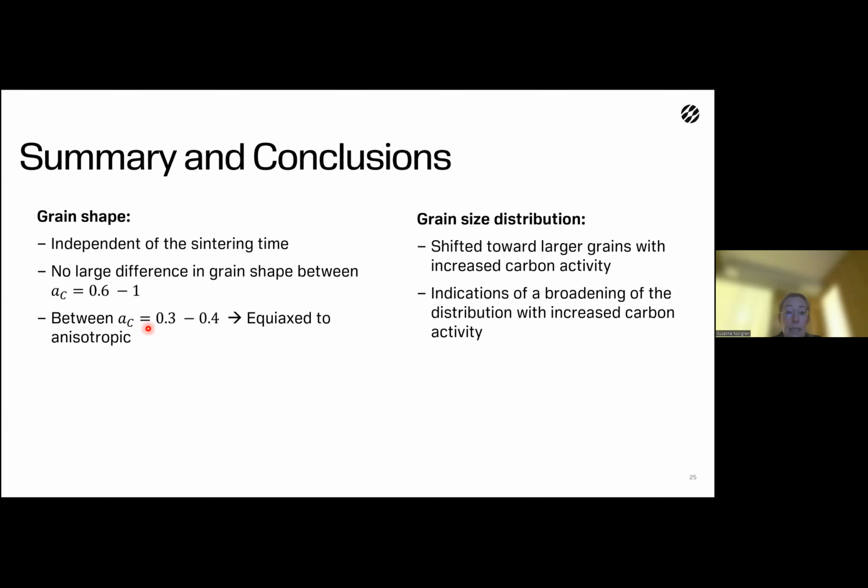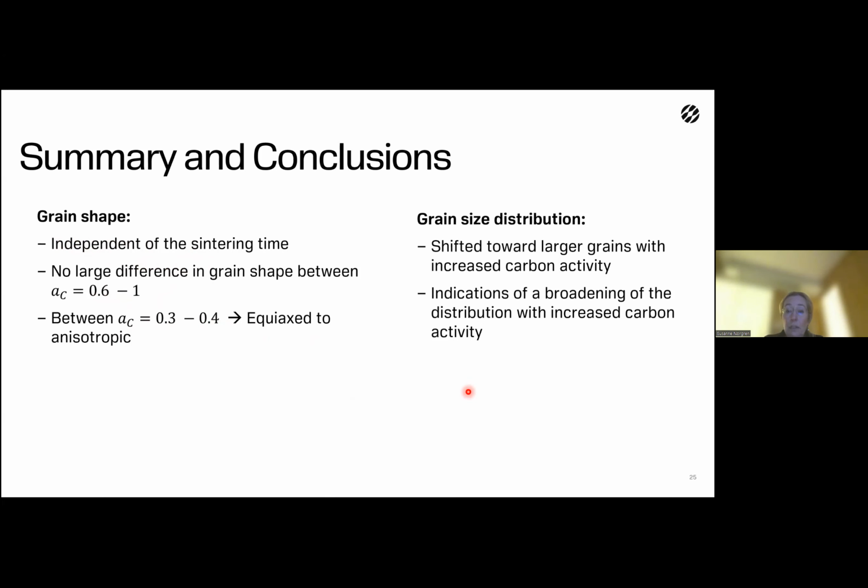And this is then, when it comes to the grain shape, it seems to be independent of sintering time. And there is no large difference in grain shape between 0.6 and 1. But this, as said, is more equiaxed on this side.